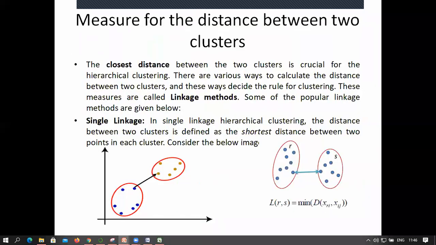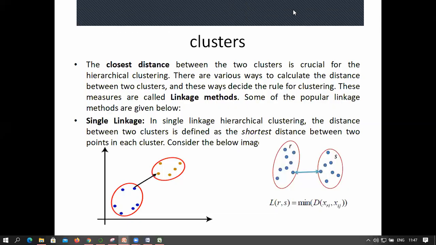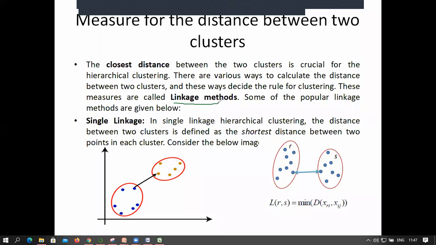Okay, next, this one is very important. When you want to find out the clustering practically using hierarchical clustering, you can set how to find out the closest distance between different clusters. Now, in hierarchical clustering, there are different methods to find out the closest distance. Those are called your linkage methods. Okay. Now, what are the different linkage methods?